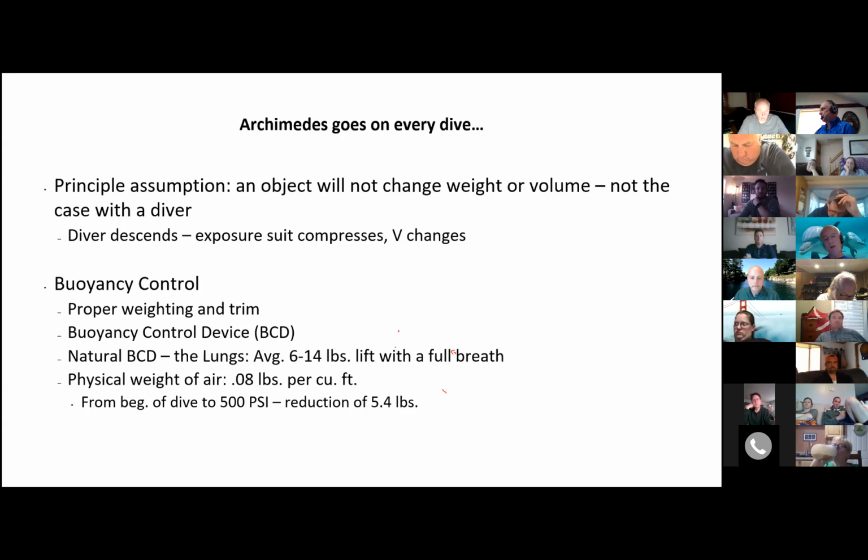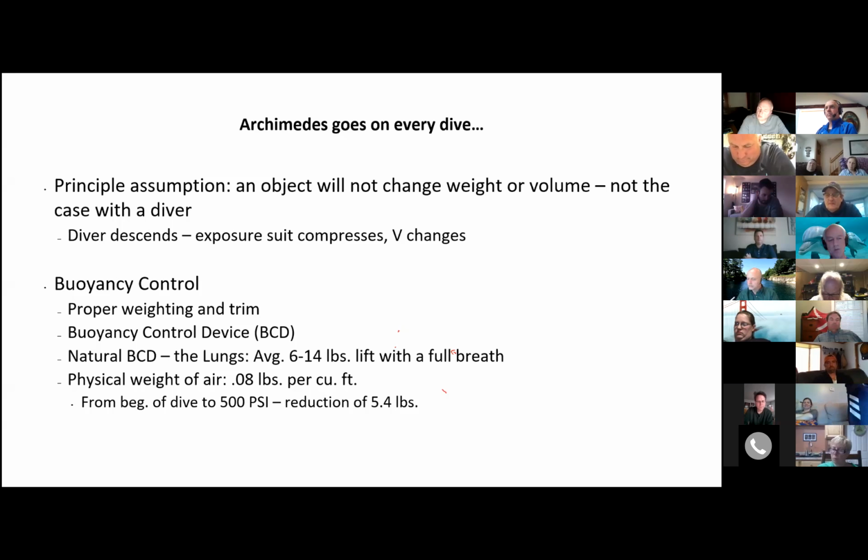As you know, when you descend into the water column, pressure increases, and your exposure suit, your wetsuit, compresses, so your volume changes. So we have to be able to counteract that to obtain neutral buoyancy. One of the things we do in our perfect buoyancy course is look at some of the aspects of how to achieve that neutral buoyancy. Proper weighting and trim is something we look at. We have a buoyancy control device that helps us balance the weight and so on to help us in the water column to become neutral.